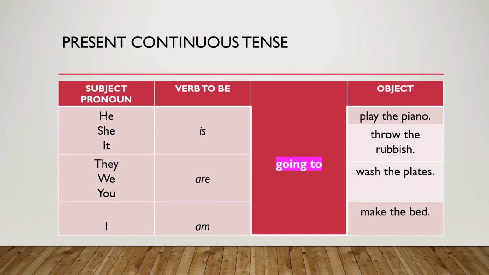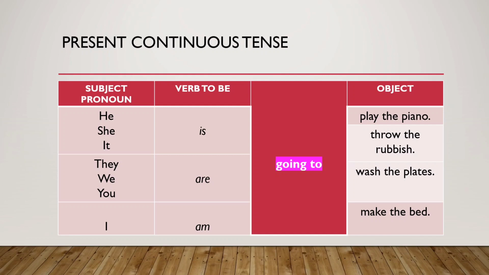In present continuous tense, this is the structure. When we want to write a sentence, we have to start with the subject pronoun, then followed by verb to be, going to, and object.